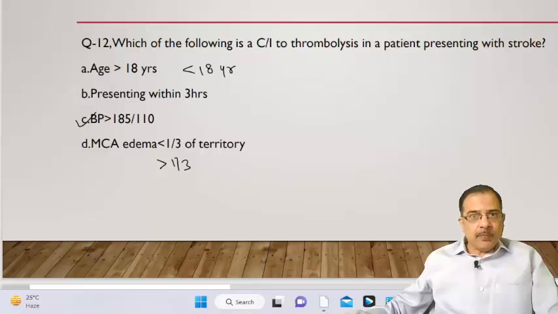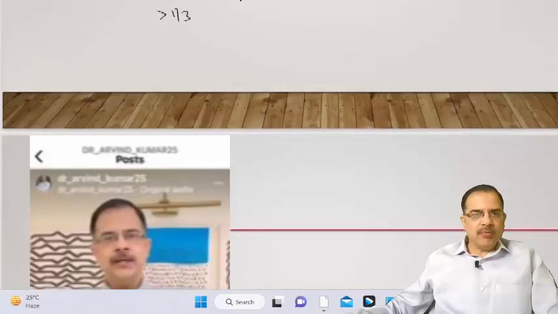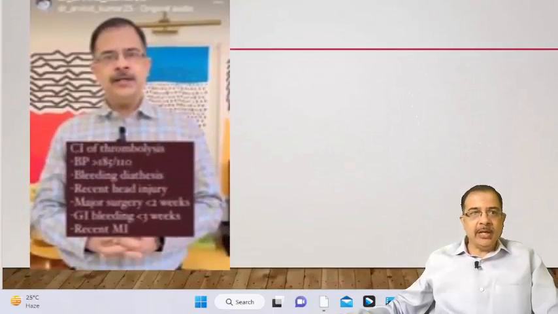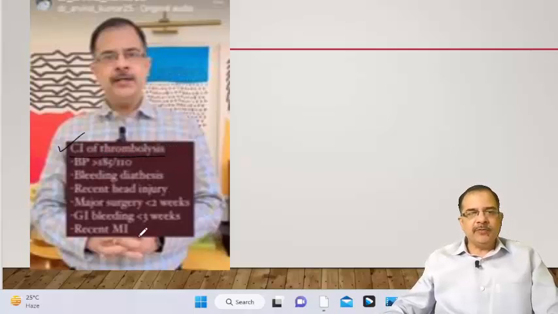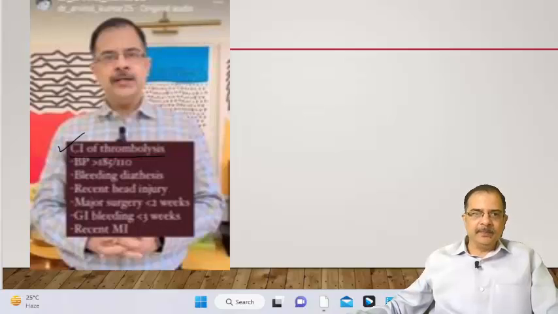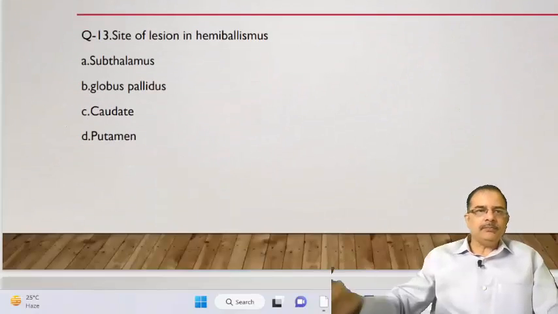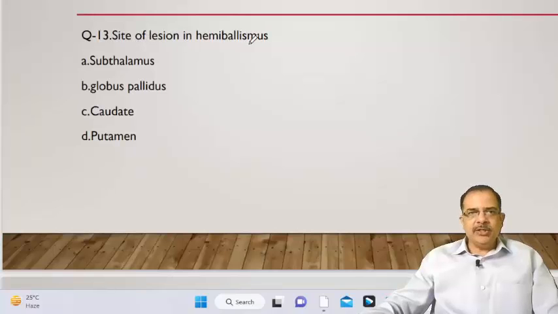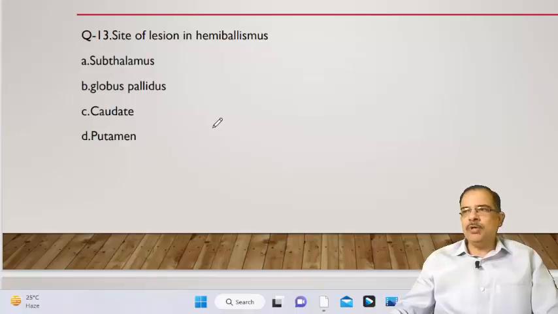And this topic has been discussed in the Instagram post, 40 days 40 questions for your AIIMS revision, contraindication of thrombolytic therapy. It was clearly mentioned that this will be a topic which will be repeated. Question 13, site of the lesion in hemiballismus: subthalamus, globus pallidus, caudate nucleus or putamen. So the stat answer is subthalamic nucleus, which will cause hemiballismus.